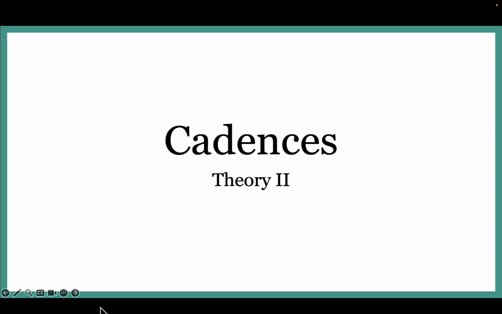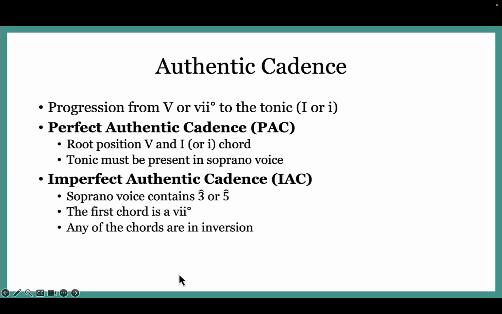Hey folks, I wanted to go over some of the cadences that we've been talking about in class and provide some examples for you. So the first one, like our umbrella category, is authentic cadences, and that's anytime we're going from a 5 or a 7 diminished to a 1 chord. And that 1 chord can either be a major 1 or a minor 1.